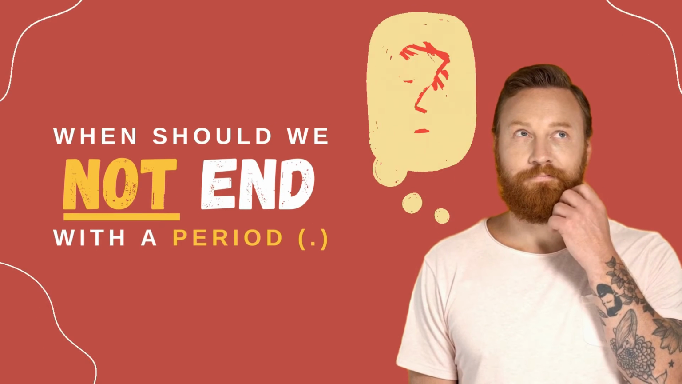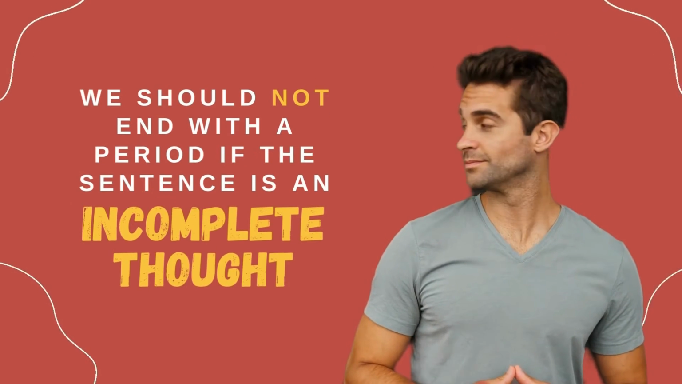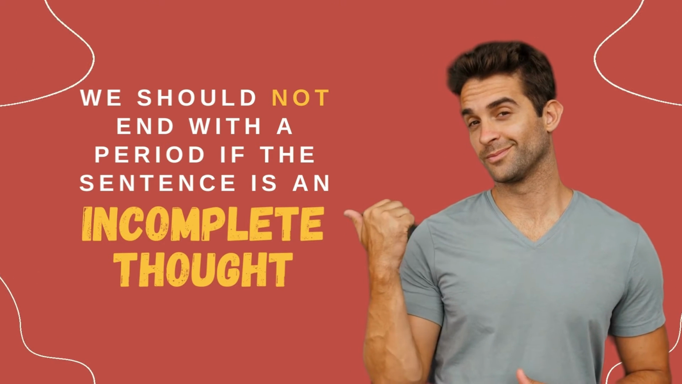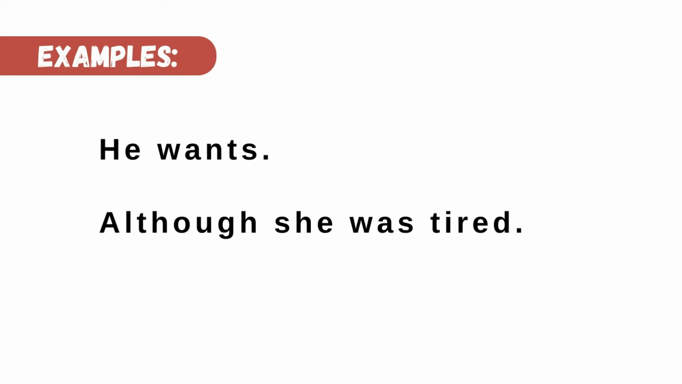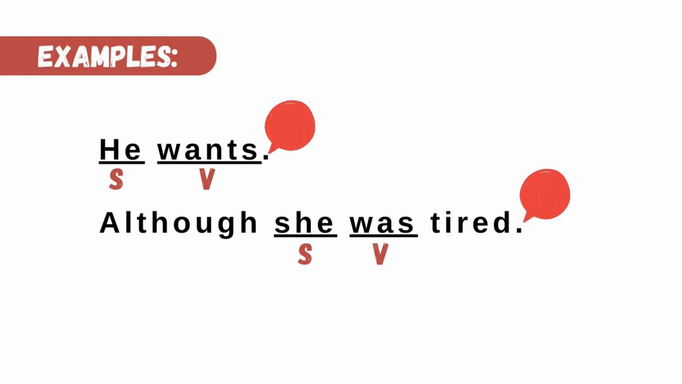When should we not end with a period? We should not end with a period if the sentence is an incomplete thought. For example, "he wants," "although she was tired." Notice that these two examples follow rule number 1. They have a subject and a verb, but they do not express a complete thought. They leave the readers hanging. In this case, we don't end it with a period.